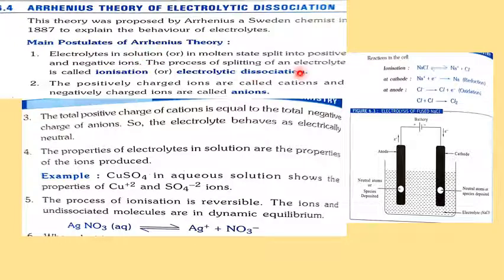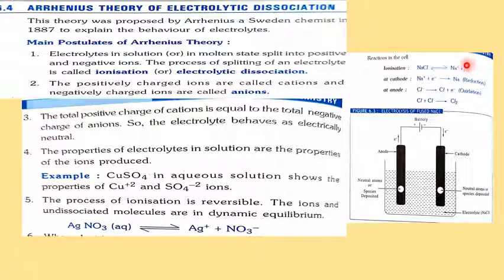The process of splitting of an electrolyte is called ionization or electrolytic dissociation. Generally, the positively charged ions are called cations. Negatively charged ions are called anions. When an electrolyte splits into positive and negative ions, positive ions are called cations and negative ions are called anions.